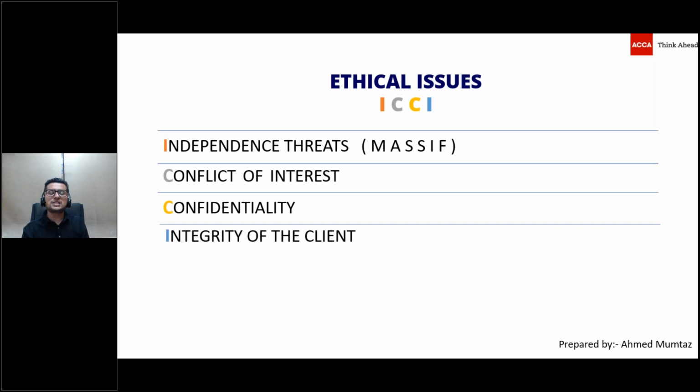Last but not the least, integrity of the client. If there is anything which creates doubt over the client's integrity, you need to consider it as an ethical issue, because as an audit firm, I would like to make sure that I'm not involved with an audit client where their integrity is at stake or where their integrity is compromised. So these four are the ethical issues.